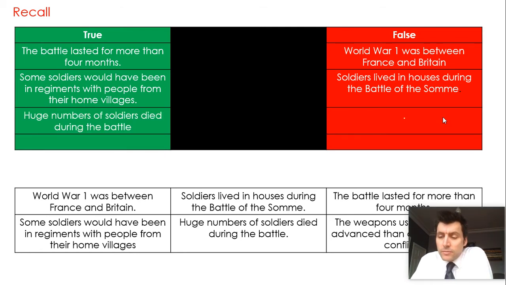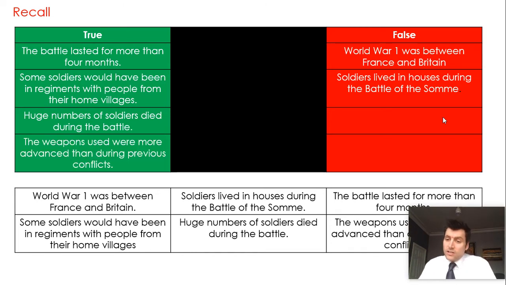And then huge numbers. So we've looked at the numbers that died. I think it was over 1 million, 1.2 million soldiers died during the battle. So terrible, terrible fatalities. Lots and lots of people dying, and many thousands on that first day of the Battle of the Somme that we've looked at this week in our history.